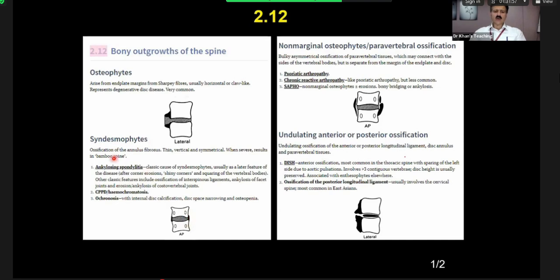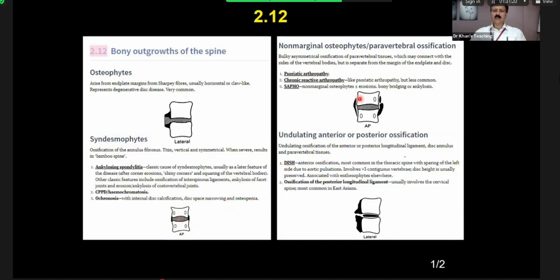It is ossification of the annulus fibrosus. Look at this AP film. This is the intervertebral disc. The outermost portion of the intervertebral disc is known as annulus fibrosus. The central portion is known as nucleus pulposus. So when there is ossification of the annulus fibrosus, we use the word syndesmophyte. And when it is bilateral, symmetrical and involving multiple vertebrae, it will give you that classical bamboo spine appearance. So use this word syndesmophyte for this finding.